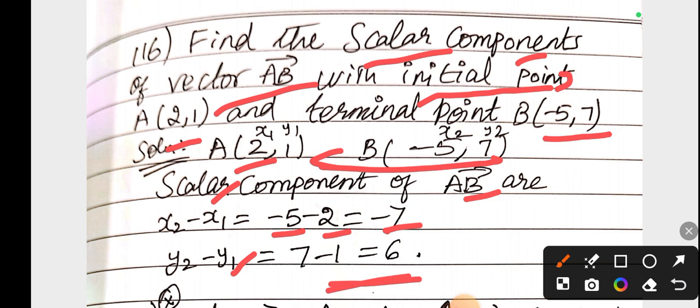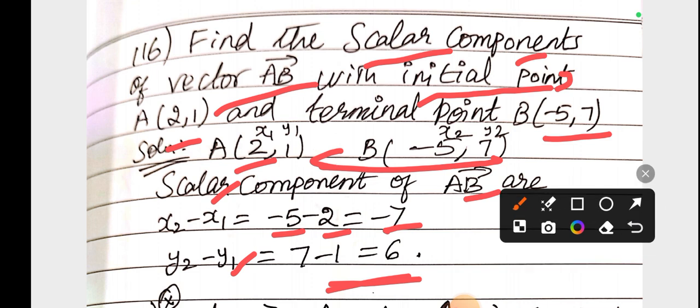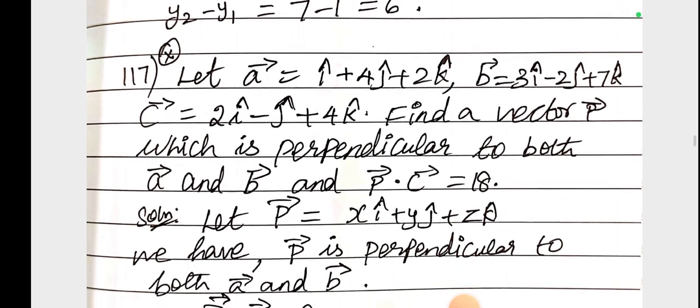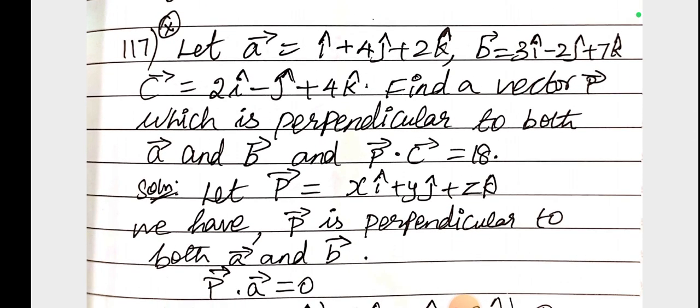Sir, should we write the vector? On the right-hand side in the paper, they have given the vector. That is not correct. They have asked only for the scalar component, so just write x2 minus x1, y2 minus y1, and that is enough. If they ask for the vector component, then you have to write it with I cap, J cap. I hope you understood. I thought I would point out this question as one of the important questions.